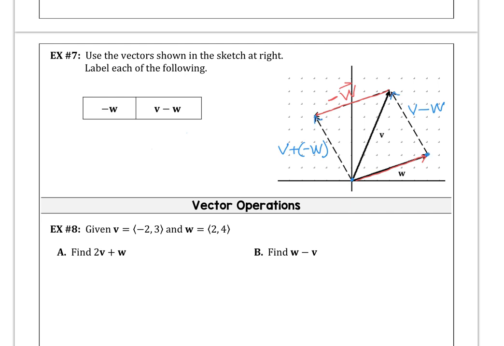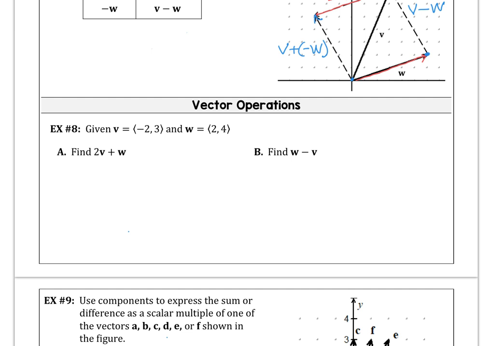For example 8, we want to find 2 times v, so 2 is a scalar.